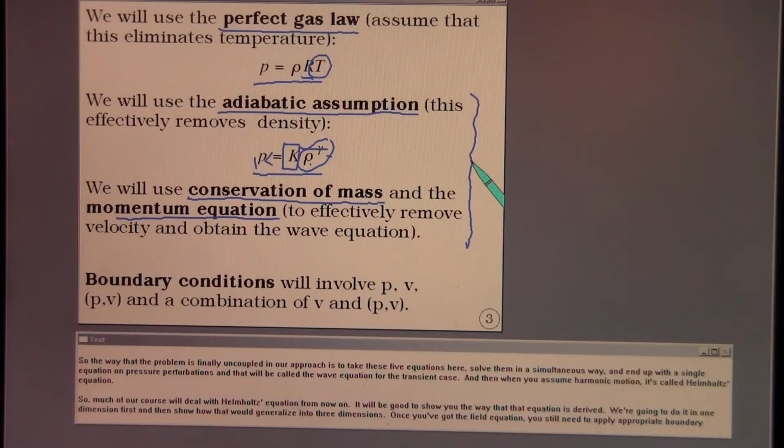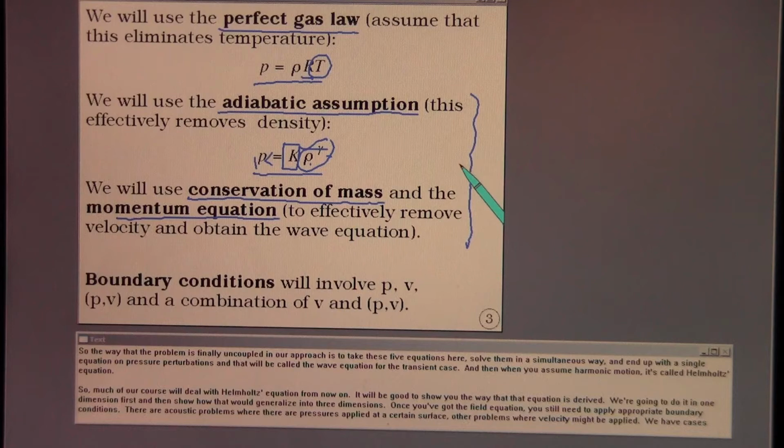And then when you assume harmonic motion, it's called Helmholtz equation. So much of our course will deal with Helmholtz equation from now on. It will be good to show you the way that that equation is derived. We're going to do it in 1 dimension first, and then show how that would generalize into 3 dimensions.